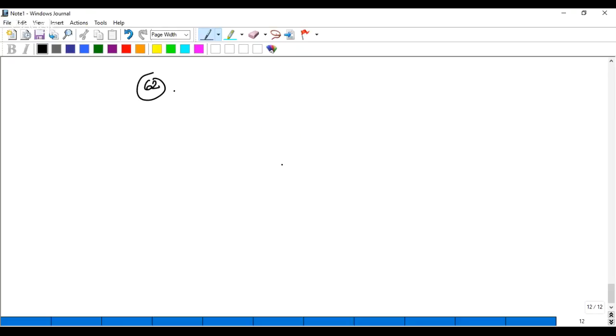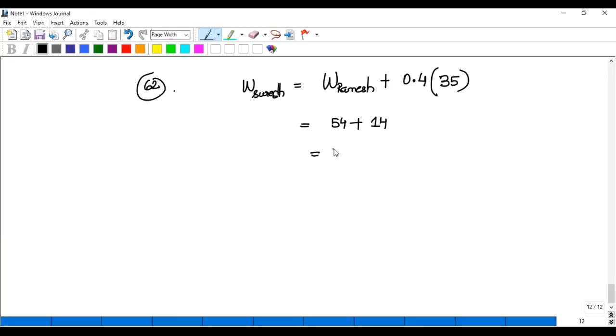62nd, the average weight of 35 boys in a group is increased by 0.4 kg and Ramesh weighing 54 kg is replaced by Suresh. So the weight of Suresh is equal to the weight of Ramesh plus the increase of 0.4 kg, and it is affecting all the 35 people in the group. So weight of Ramesh is given as 54. The 0.4 into 35 is 14. So it is 68 kg.